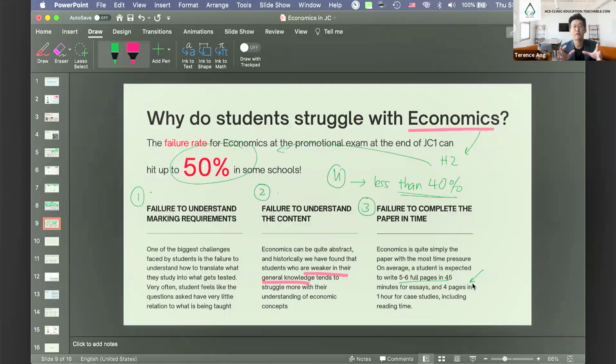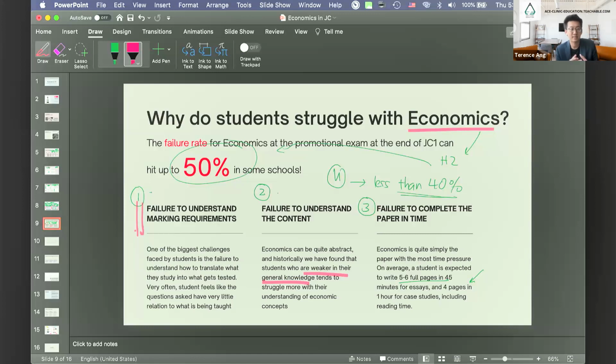And very often, when we get phone calls from June, July, August, leading to promos in J1, one of the very common complaints that we hear from parents and students is, oh, I kind of get the content, but I don't know how to answer questions. So that already tells us, it's very clear that this is the biggest problem that everyone has, which is the failure to translate questions into economic content.